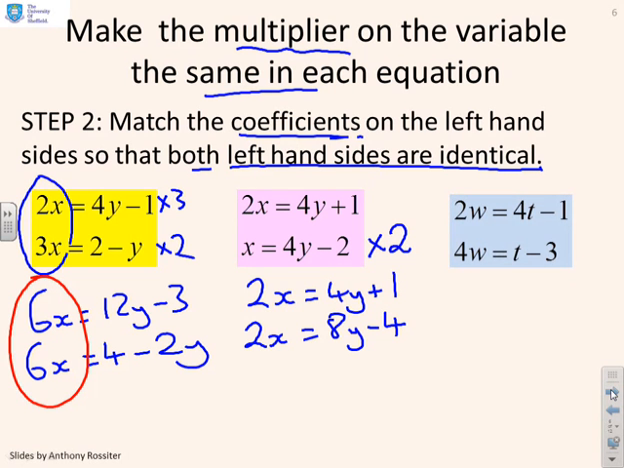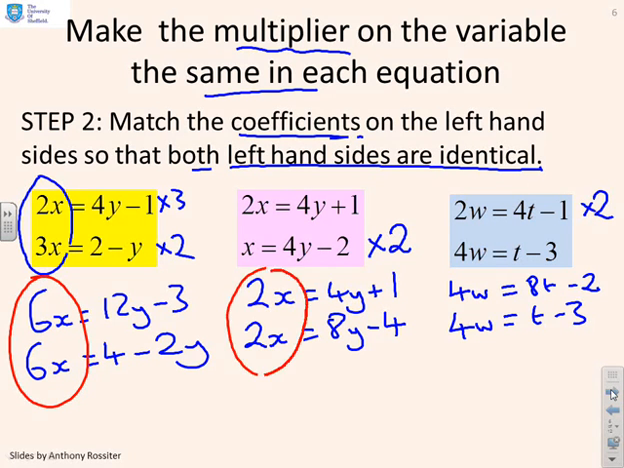And the last example. I've got 2w equals 4t minus 1, 4w equals t minus 3, so I can multiply the top one by 2, and then you'll see the top equation becomes 4w equals 4t minus 1, and the bottom equation was already 4w equals t minus 3. So you'll see the secret that we used. Oh, and I've done a silly typo there. I forgot to multiply this bit by 2. 2 times 4t minus 1 is 8t minus 2. There we go. So you'll see in all cases we've now made sure the left hand sides look the same.